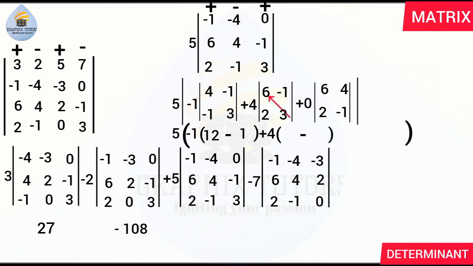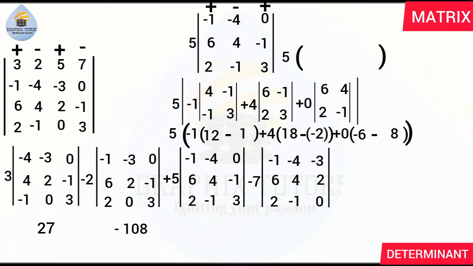3 times 6 is what? 18. 2 times minus 1 is what? Minus 2, right? So we have plus 0, open bracket, put minus in between. So I'll be having minus 1 times 6 give minus 6, and 2 times 4 we have what? 8 here. So if I move further, I'm having 5 plus 5, open bracket.